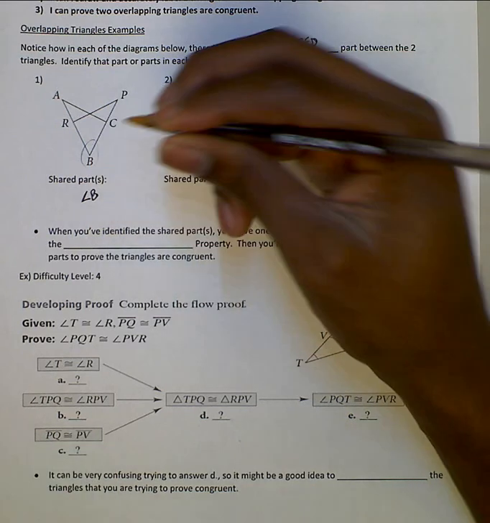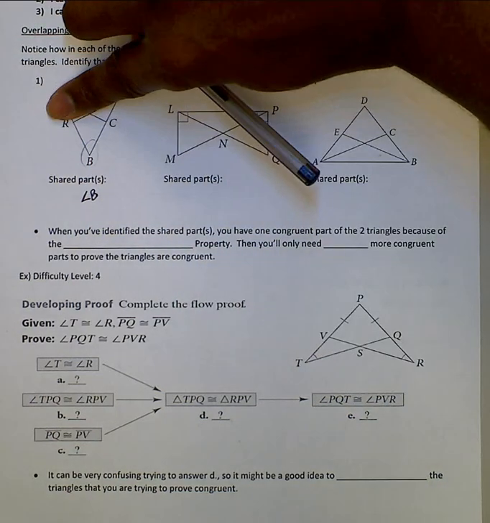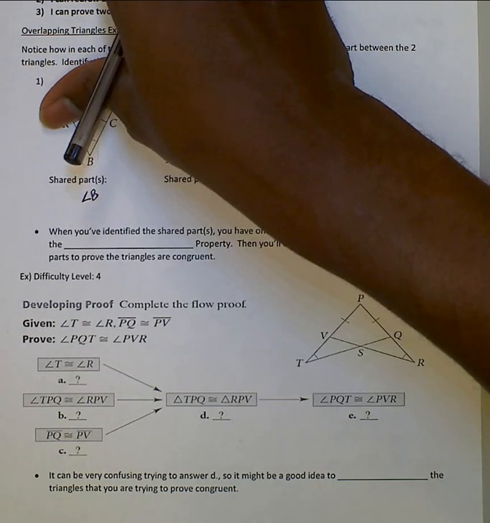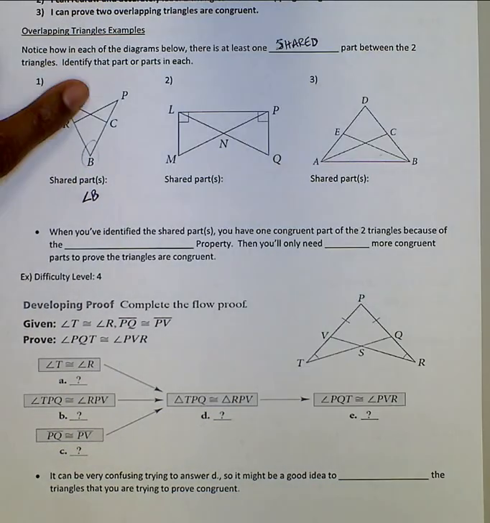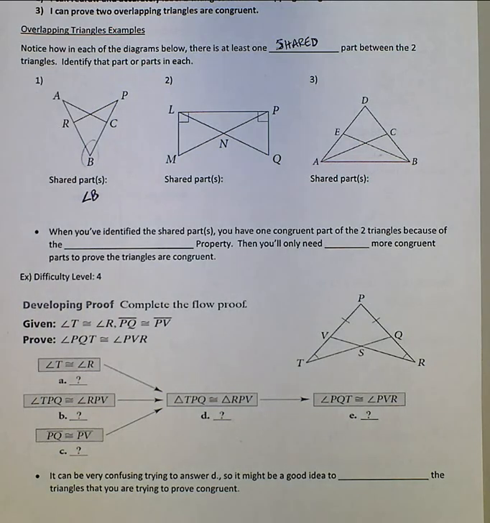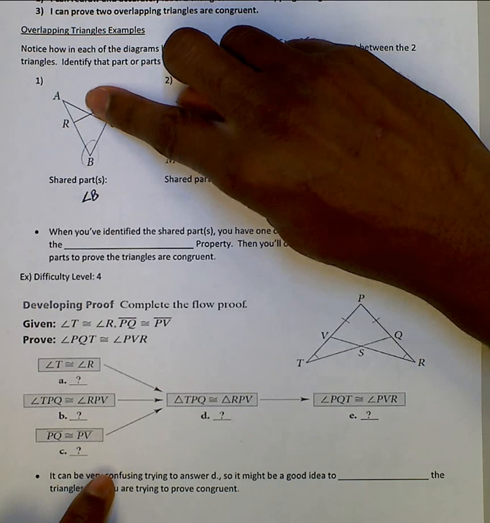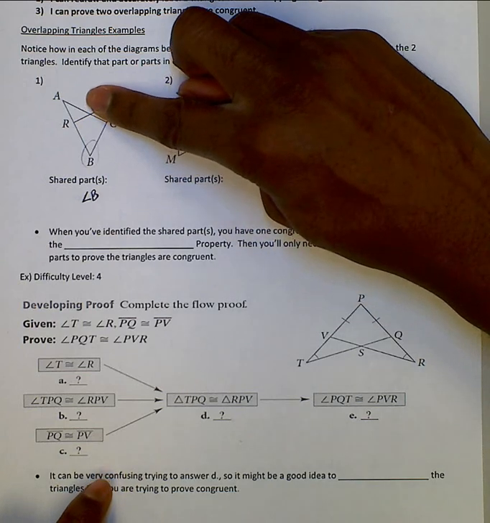Notice that even though we have R in both of them and C in both of them, in this first triangle R is an angle, and C is not really anything. It's just a point on the side. Same here. So it's not really a shared side or angle, and that's what we're talking about.